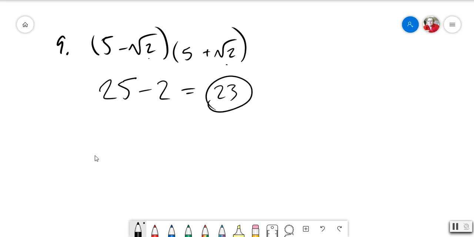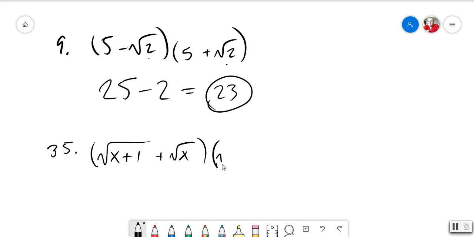Let's skip down to 35, which looks like a horror, but it's not. The root of x plus 1 plus the root of x times the conjugate, in other words, the root of x plus 1 minus the root of x. Look at this and think, good heavens, how do I possibly do this?